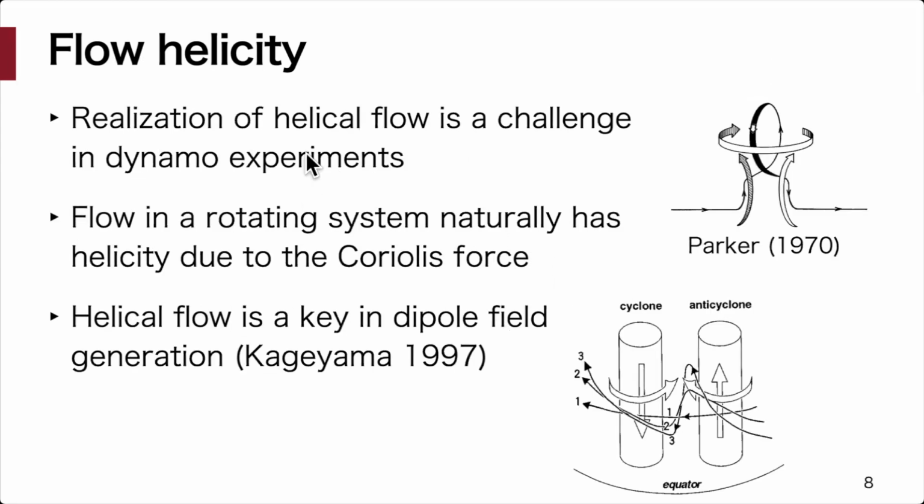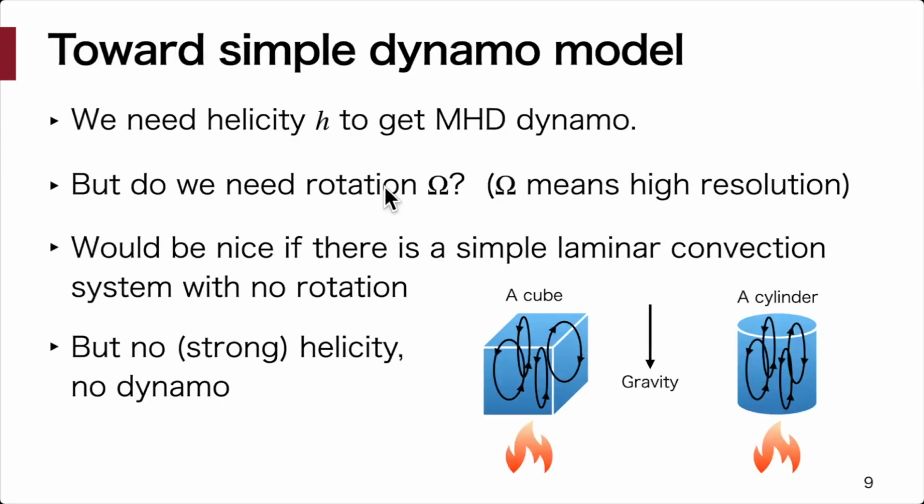Realization of the helical flow is a challenge, especially in dynamo experiments. They are putting in many efforts to realize sufficiently high helicity in experiments, by using liquid metal or plasma, and so on. And in nature, in a rotating system, the helicity naturally appears because of the Coriolis force. In my old research, I pointed out that this kind of helical flow plays a key role in generating the dipole field.